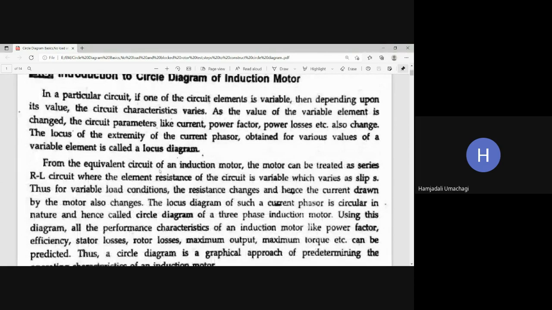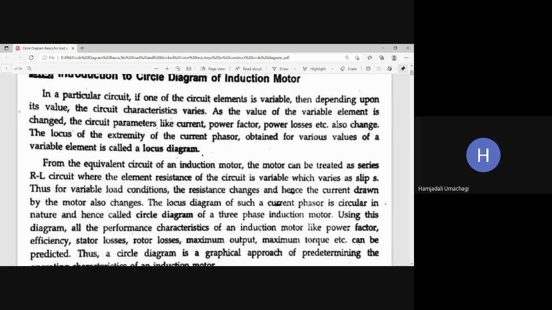From the equivalent circuit of an induction motor, the motor can be treated as a series RL circuit where the resistance of the circuit is variable, which varies as slip. We know that the equivalent circuit of induction motor consists of simply resistance and inductive elements, so it is as good as an RL circuit. In that RL circuit, resistance keeps on changing depending upon the loading conditions, depending upon the slip. As the loading condition changes, slip changes accordingly, and resistance changes. So the induction motor is as good as an RL circuit, depending upon its equivalent circuit diagram.